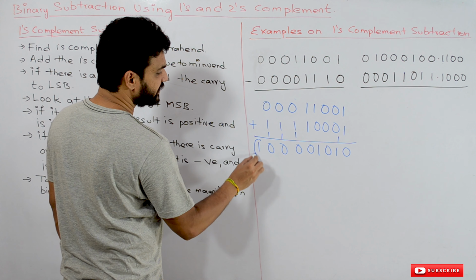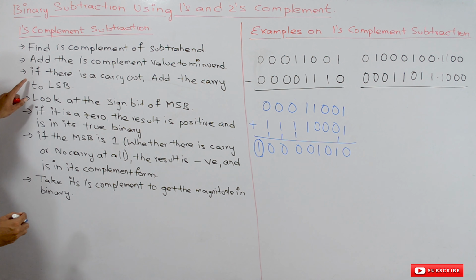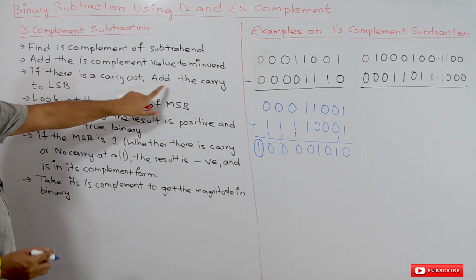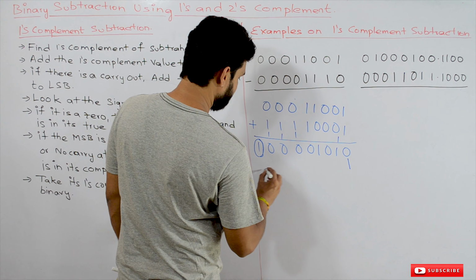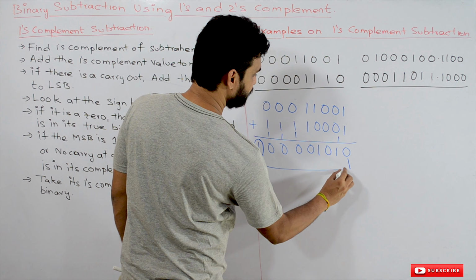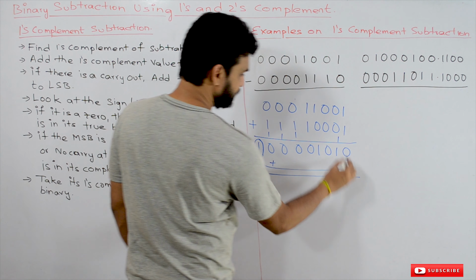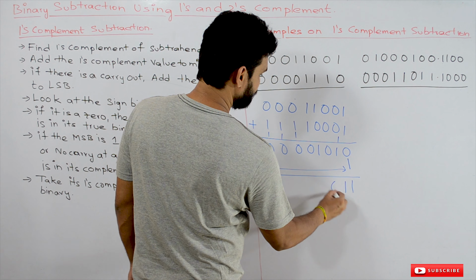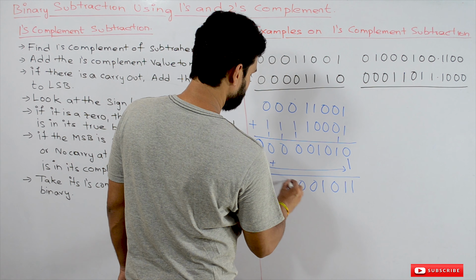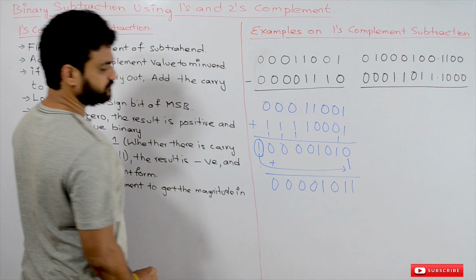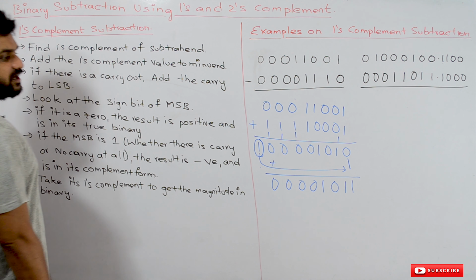So we got a carry. If there is a carry, add the carry to the LSB. LSB means least significant bit. So this carry will go here and we have to add that carry to the result. It is 1 1 0 1 0 0 0 0. Okay, so this is the result.